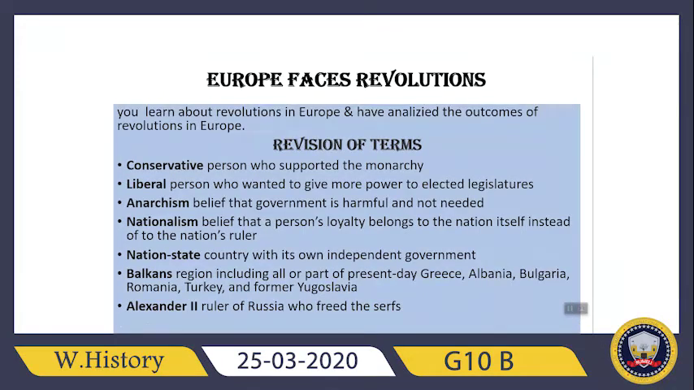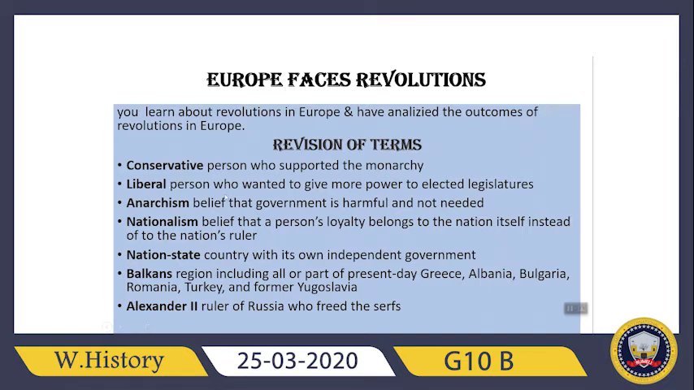The next lesson I chose was Europe Faces Revolutions. In this lesson you learn about revolutions in Europe and also analyze the outcomes of the revolutions in Europe. Here are a few terms. What do you mean by conservative? When you hear this word conservative, in world history, whenever you listen to or read this word, it means a person who supported the monarchy.